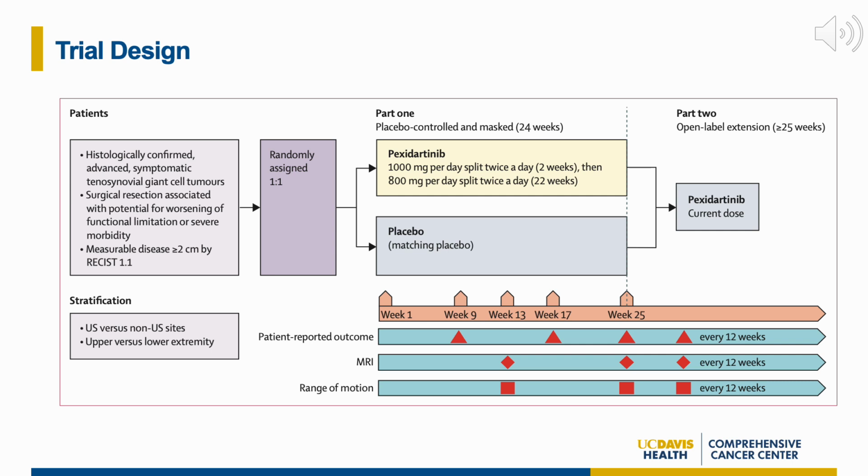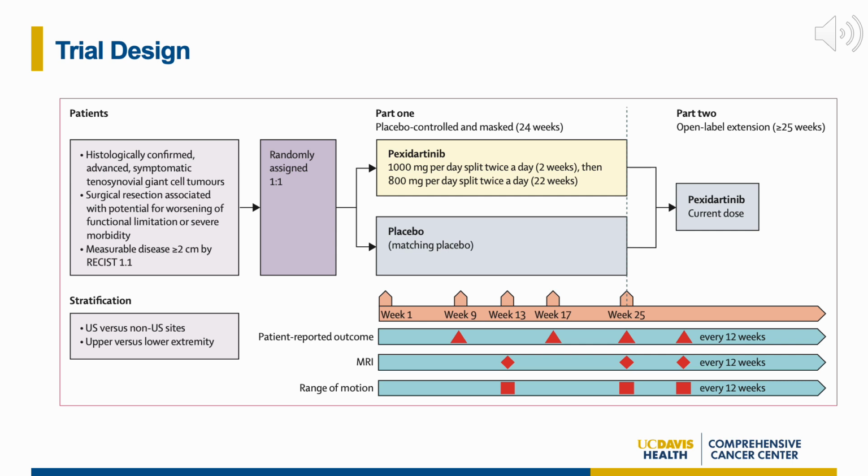So in this trial, I know it's a busy slide, but the idea here is once you confirm that people met all that criteria, then they were assigned 1-to-1. So half of the patients got placebo, half of them got pexidartinib, okay? And in this trial, they actually did the dosing a little differently than we do it now.